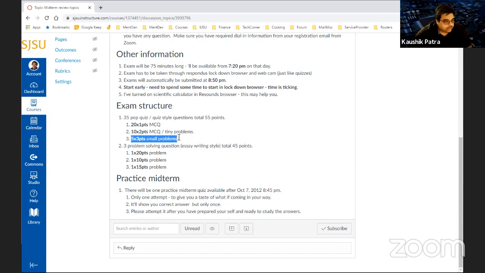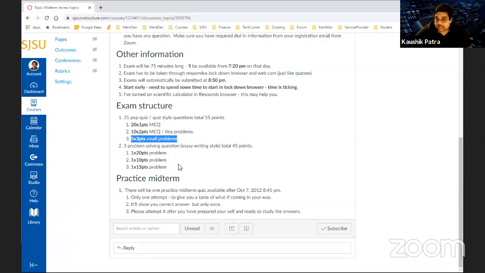And then five 3-pointer small problems. These are very simple. You can probably take a scratch paper and do it within a minute or two, I believe, if you actually understood the whole subject. So there will be this structure, and then three problem solving questions where you need to actually come up with an explanation. These are essay writing style questions: one 20-point problem, one 10-point problem, and another 15-point problem.